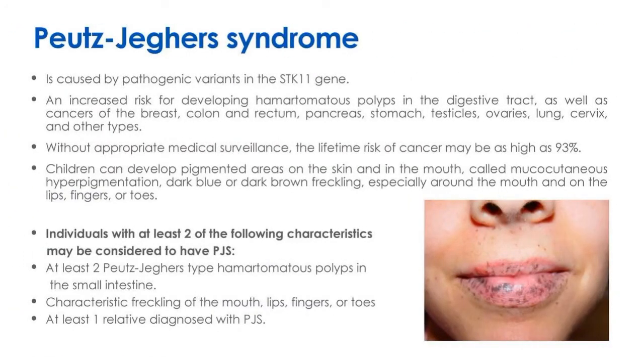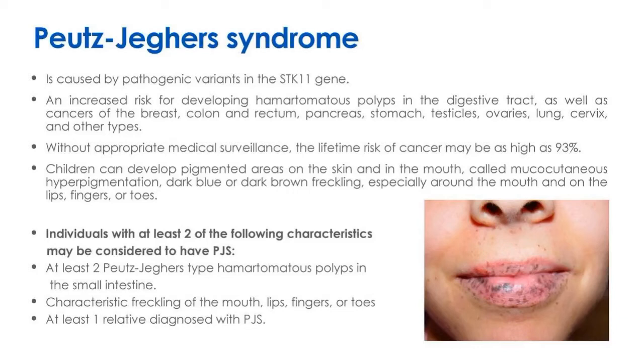Then just looking at Peutz-Jeghers syndrome, which is caused, as we said, by pathogenic variants in the STK11 gene, which causes an increased risk for developing hamartomatous polyps in the digestive tract, as well as cancers of the breast, colon and rectum, pancreas, stomach, testicles, ovaries, lungs, cervix, and other types. Without appropriate medical surveillance, the lifetime risk of cancer may be as high as 93%.